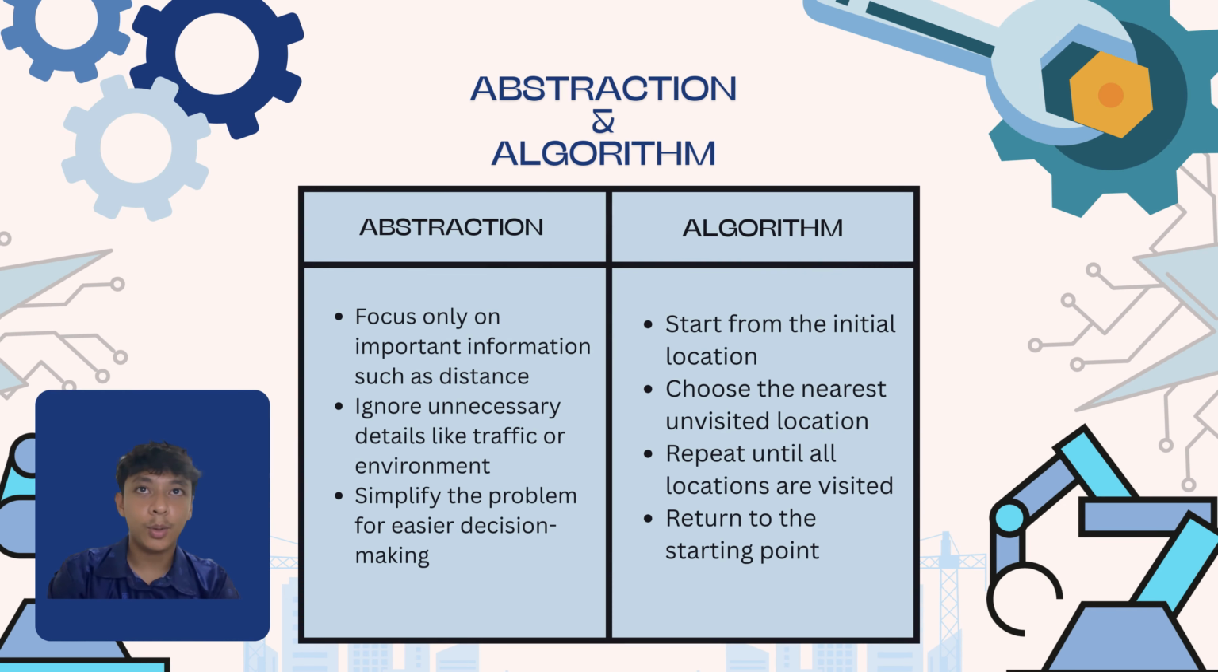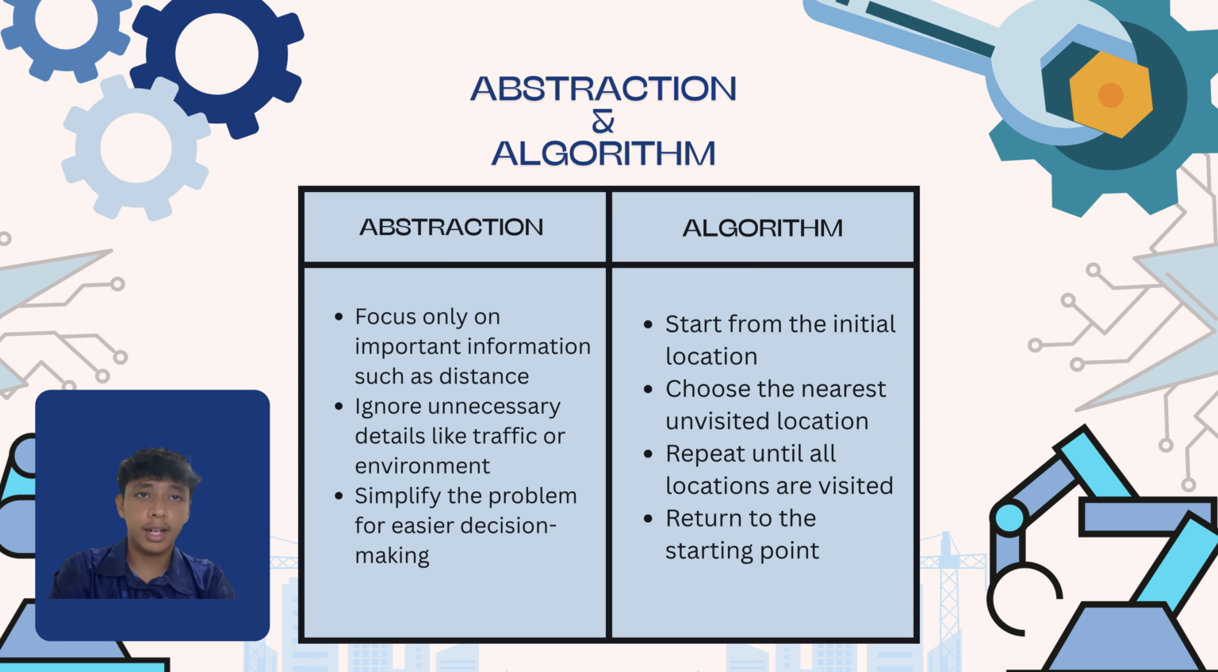After that, we apply abstraction by focusing only on the most important thing, which in this case is the distance between locations. We ignore unnecessary details such as traffic condition or environmental factors, as they are not required for solving this problem. Then, we need to apply the algorithm.